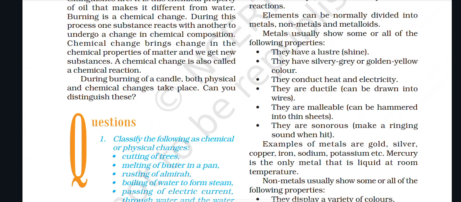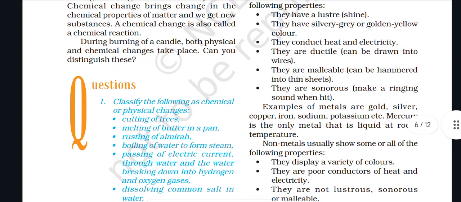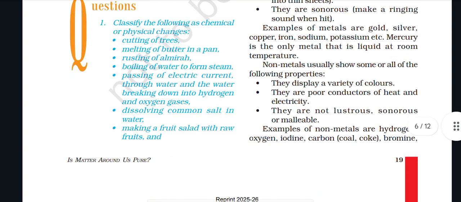Examples of metals are gold, silver, copper, iron, sodium, potassium, etc. Mercury is the only metal which is liquid at room temperature. Metals have a shine, they have a silvery gray or golden yellow color, and they conduct heat and electricity. They are malleable, ductile, and sonorous.